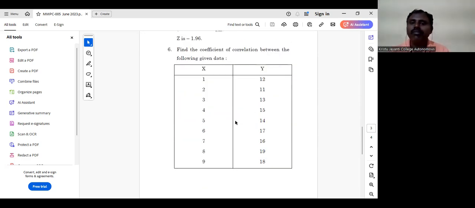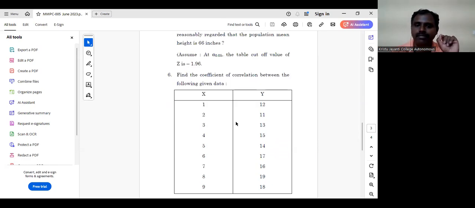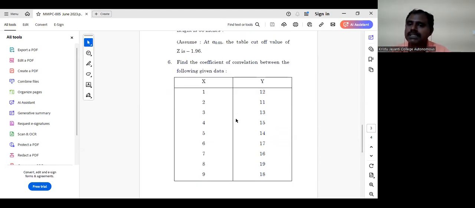So next, this problem you can see: find the coefficient of correlation between the following given data. This is Pearson's value they are asking. Since they have not specified which method to use, you can use either rank correlation or Pearson's. In this problem they didn't ask which method you have to calculate; they are asking you to calculate the coefficient of correlation. So you can go for Pearson's, or you can use the rank correlation also. Anything you can use, no issue.